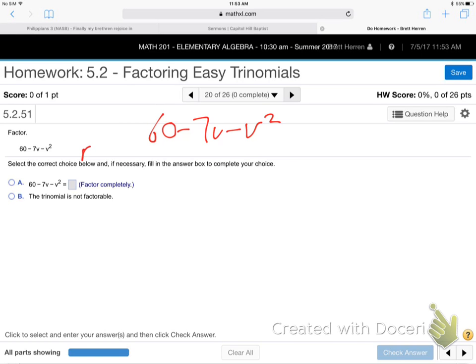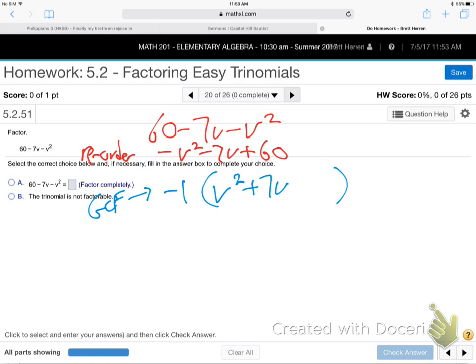Okay, so reorder. And then GCF minus 1, all signs change. Good to there, you getting to there okay? Reorder, GCF minus 1, all signs change. Now, finish it from there, do the two parentheses.